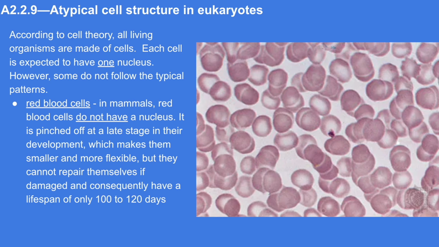Now, we have several examples of atypical cell structures in eukaryotes. Red blood cells do not have a nucleus, which means they have to be constantly remade, because they can't just replicate themselves if they don't have DNA. But it does allow them to be very small and move through tiny blood vessels without getting stuck and carry oxygen throughout the body.